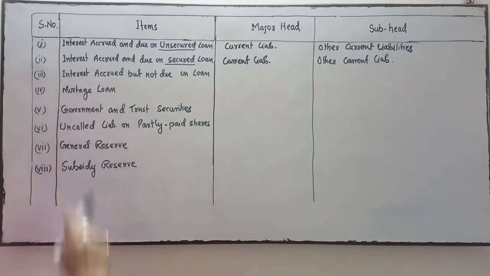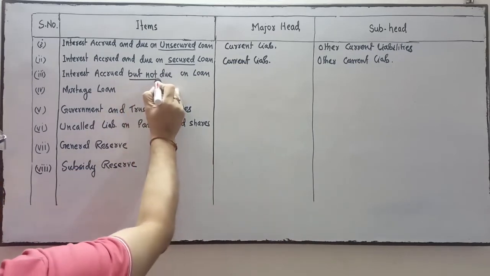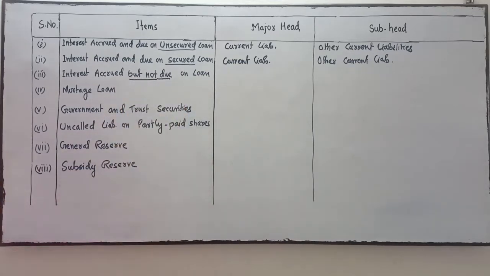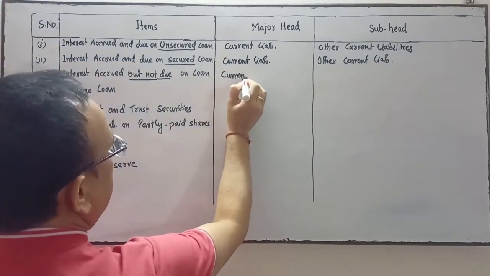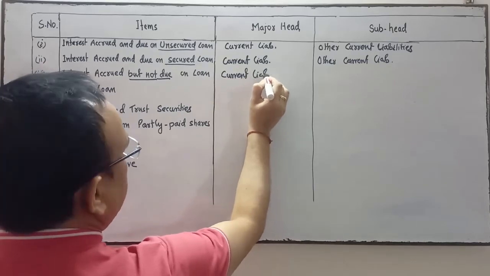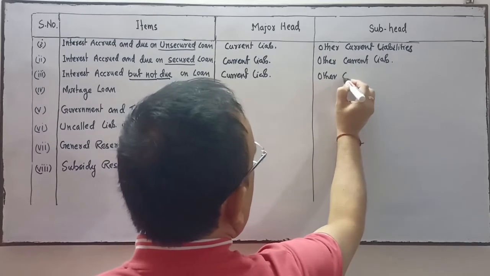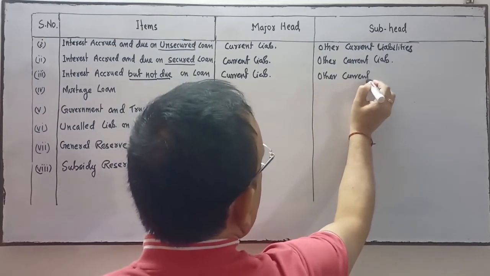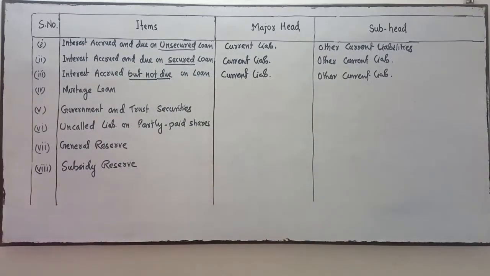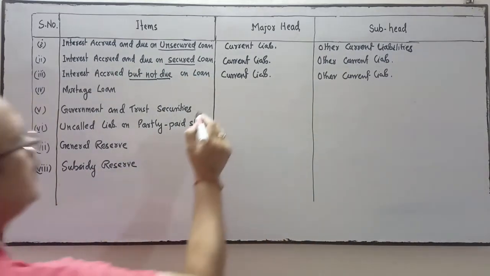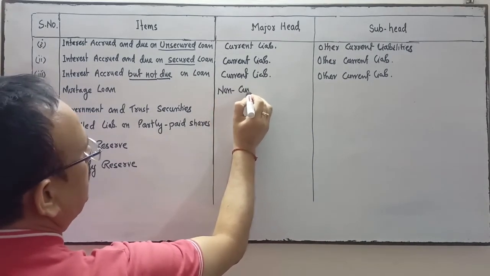Next is interest accrued but not due on loan. This also comes under current liabilities, and the subheading is other current liabilities. Next is mortgage loan. Mortgage loan comes under the non-current liability. The heading is non-current liabilities.